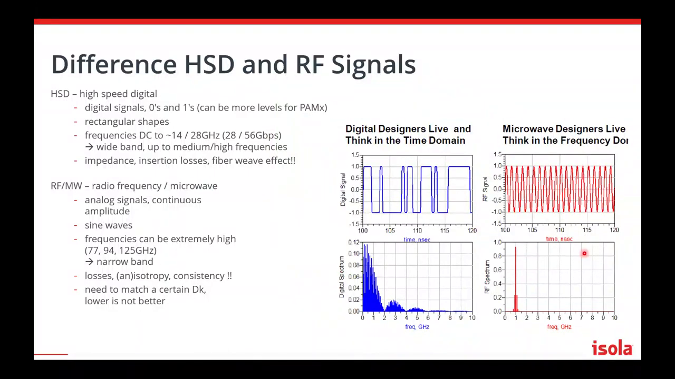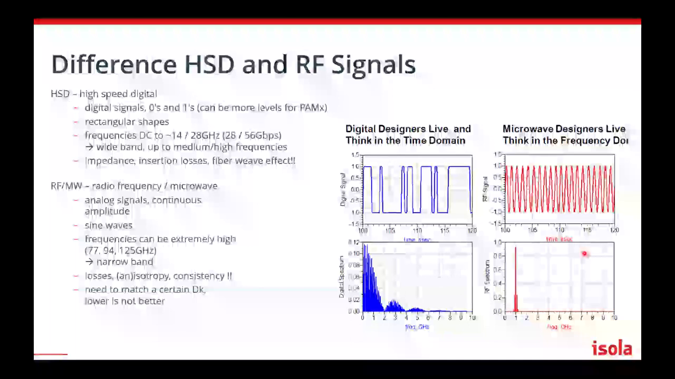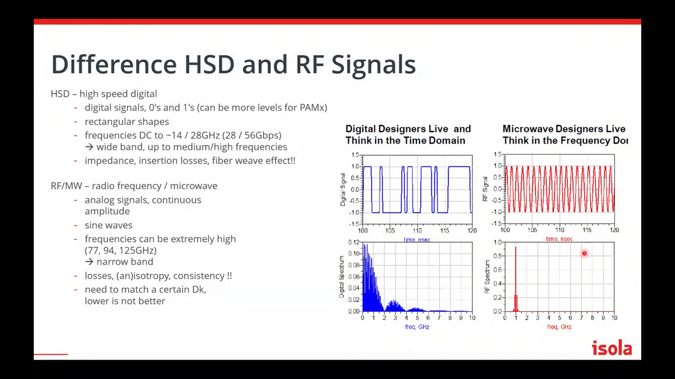So starting with the difference between high-speed digital and RF signals, to me, basically, in HSD we have digital signals, mostly just two levels, zeros and ones. There can be more levels for PAM4, PAM8, and so on, but it's a limited number of levels. We talk about rectangular shapes, and the frequencies are, while not low, still very often much lower than in RF microwave. Properties that designers are concerned with are impedance, insertion loss, and something called fiber weave effect. We are talking about woven glass reinforced materials. So you can imagine if your circuitry runs over a bundle of glass, it acts a little bit different than if it runs in between glass fibers.